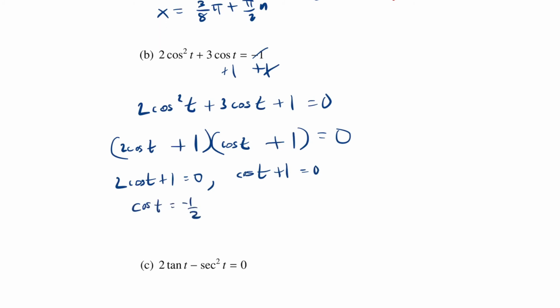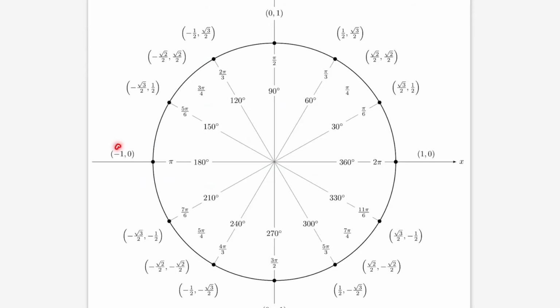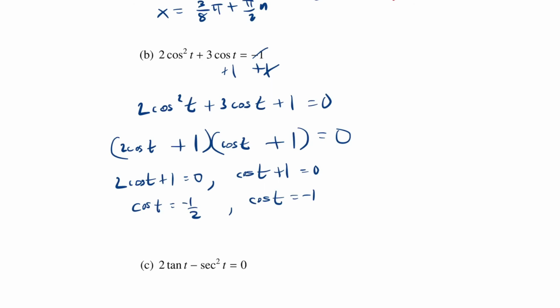Which angle has a cosine value of negative 1? That would be right here, pi. So t equals pi. Over here, which angles have a cosine of negative 1/2? That would be this one and this one. So that would be 2/3 pi and 4/3 pi. 2/3 and 4/3.